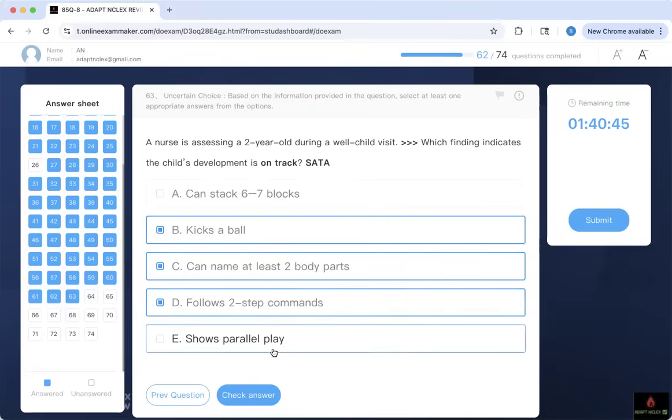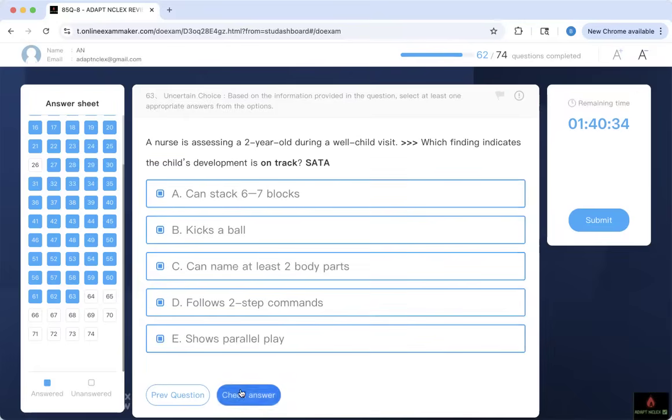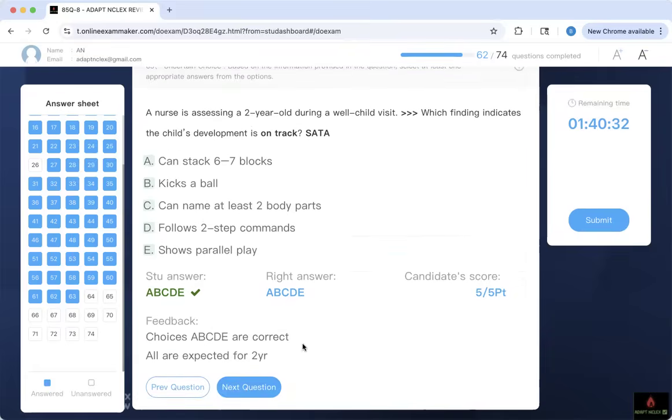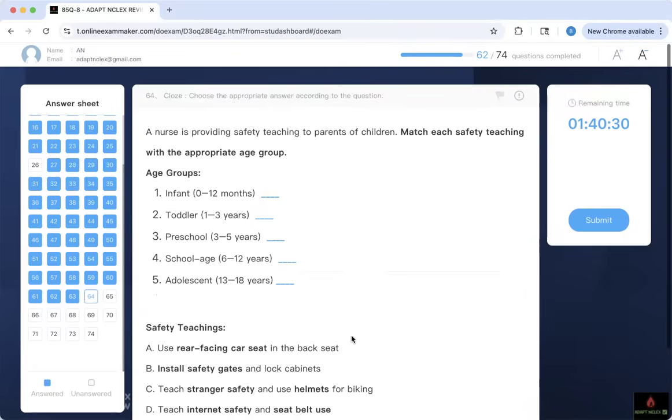Parallel play is when one is on one side and the other on the other side, but they are not communicating with each other. They play alongside each other, but they are not involved. But they can stack 6 to 7. Even if you don't know, you can leave it alone. But those are all things they can do.